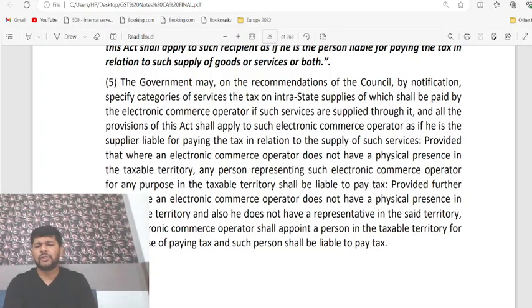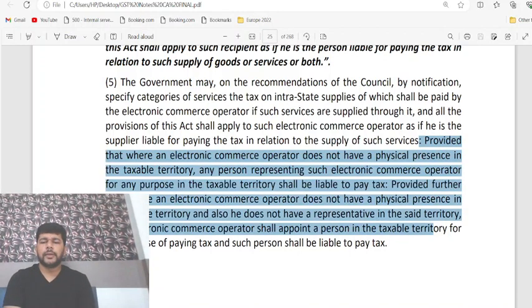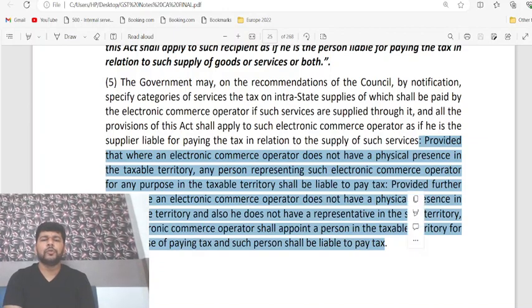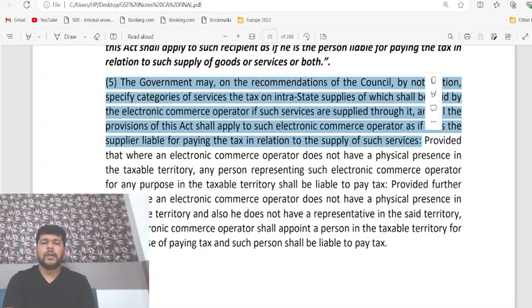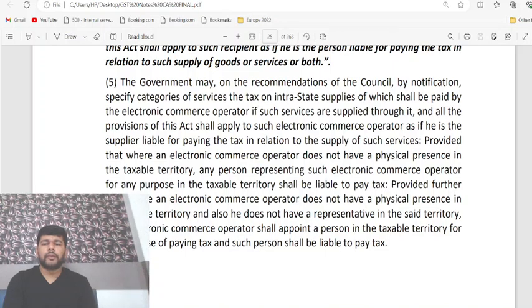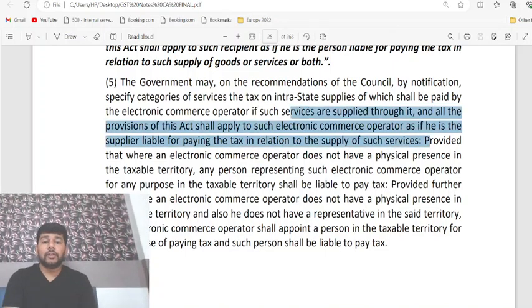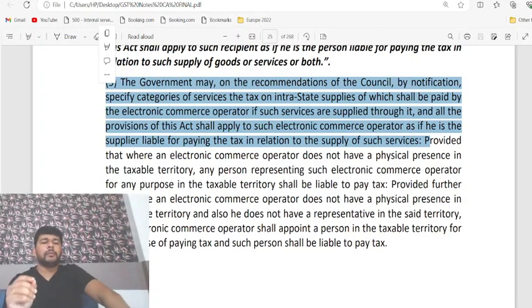Okay, now let us not focus on the administrative part of it. This section here is only about who is responsible for paying the tax. We'll focus on this part. The government may, on the recommendation of the council, specify by notification categories of services, the tax on the intrastate supply of which shall be paid by the electronic commerce operator. Now let me tell you something very specifically in this regard.